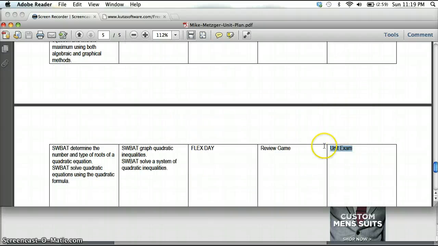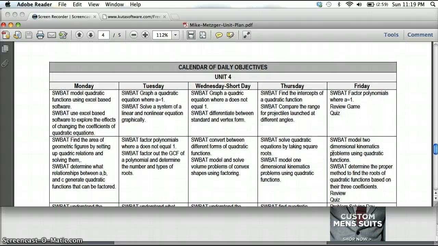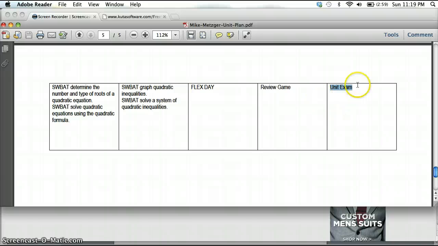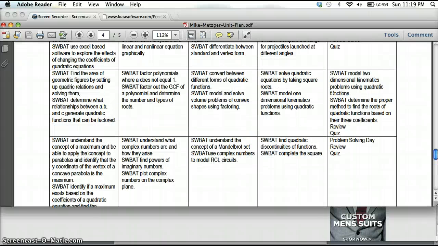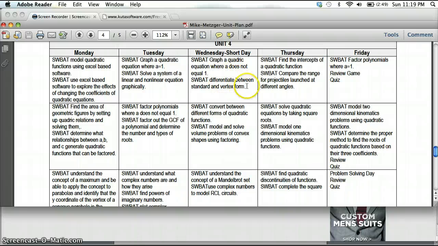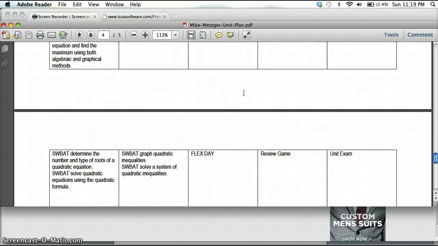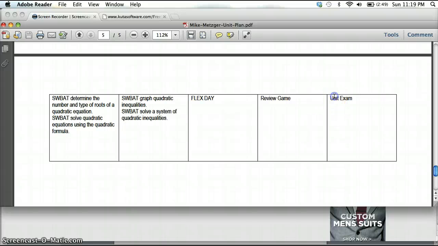I have to make my unit exam after I've mapped out all of my learning goals. I'm actually going to make my unit exam next before I ever even teach students, because if I make my unit exam, then I'm going to know exactly how to teach the differentiation between standard and vertex form, because I actually know exactly how I want students to answer it on the exam, because I have already written it.